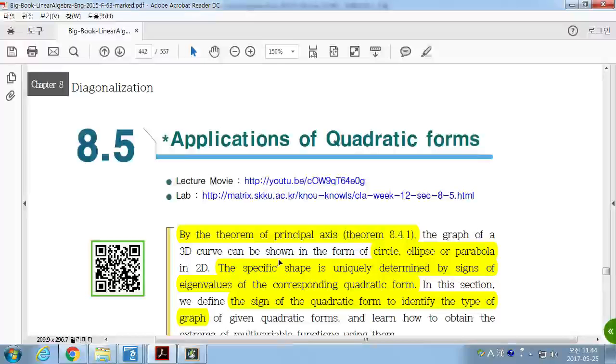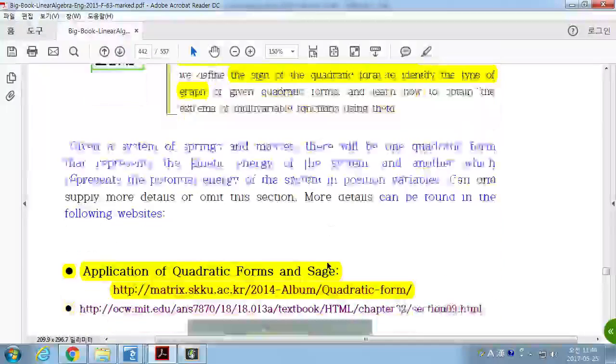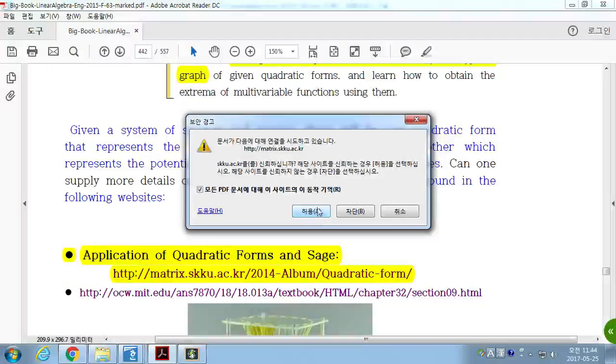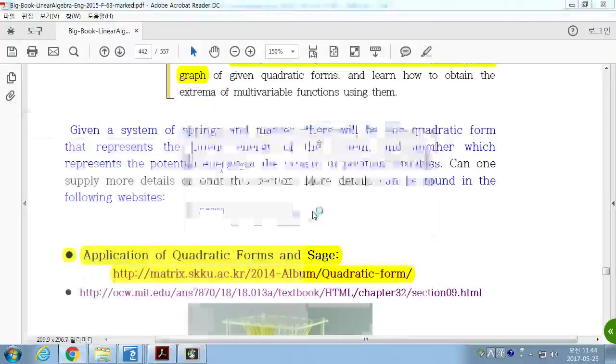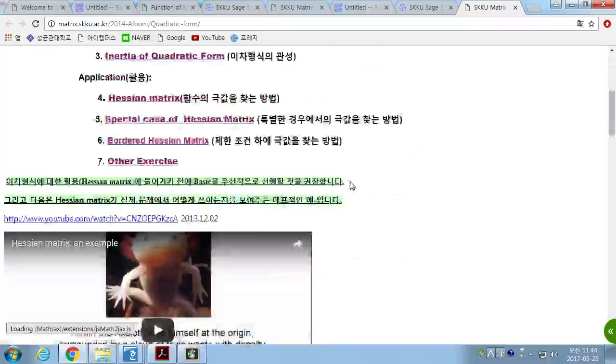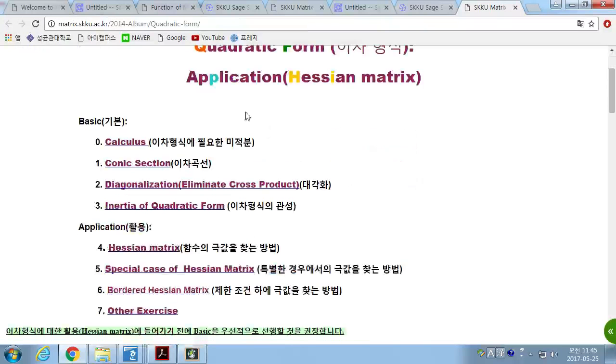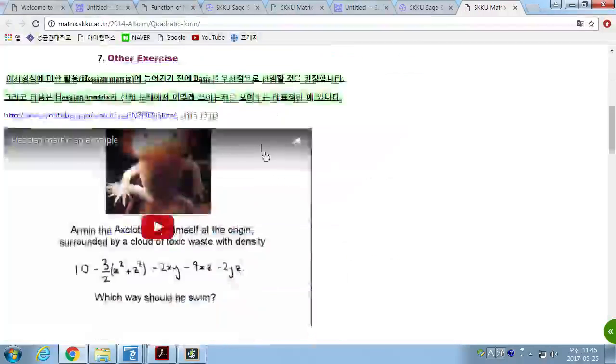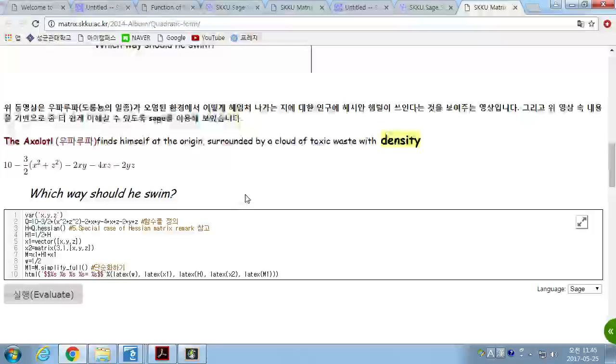I think that's the end of section 8.4. And section 8.5 is marked with a star. Here you can find my lectures, and also this homepage, which shows the application of quadratic forms. In here, you will see much more information. But the exam will not cover this.